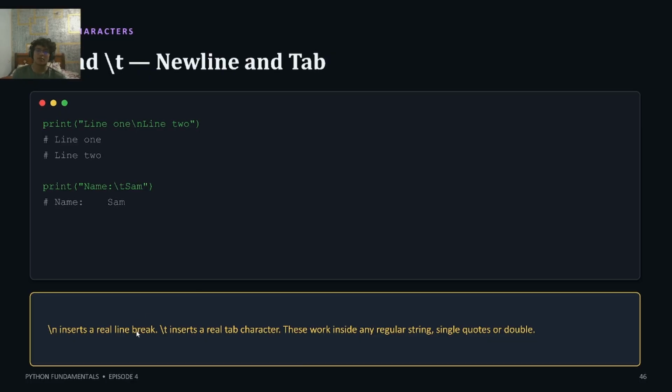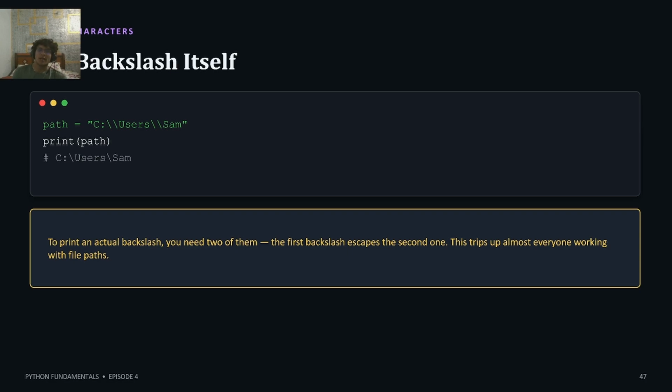See, slash n inserts a real line break, slash t inserts a real tab character. These work inside any regular string, single quotes or double quotes, any one of them. Now the backslash itself. To print an actual backslash, you need two of them. The first backslash escapes the second one. This trips up almost everyone working with file paths. Literally everyone. If you want a backslash, use two backslashes. The first one disappears, then the second one comes, so only one of the two will always print, not both.